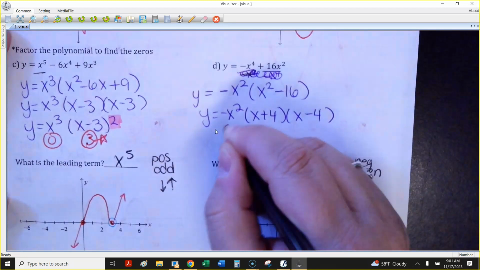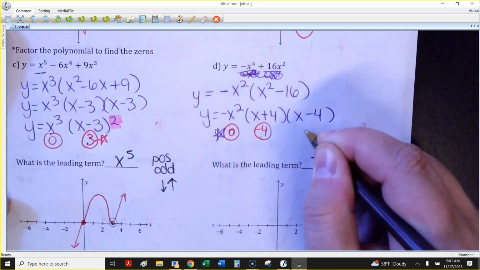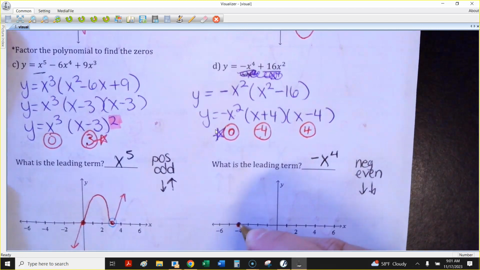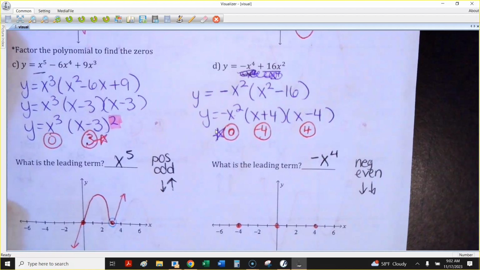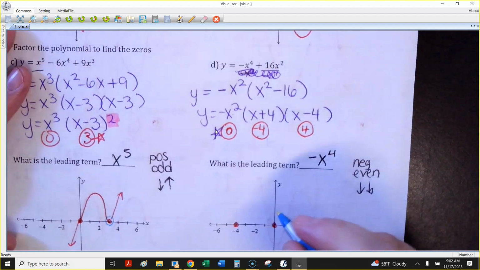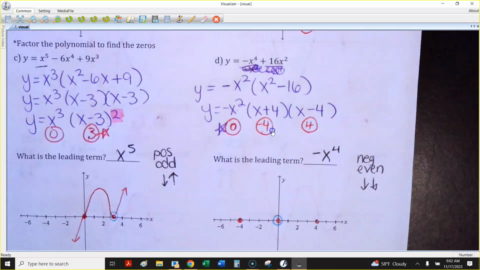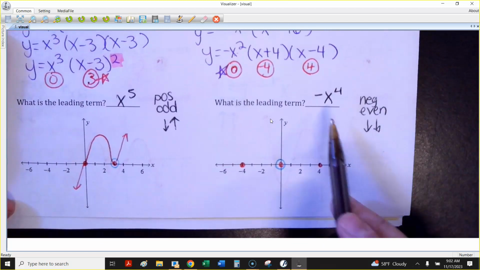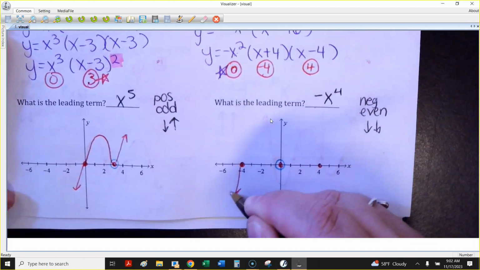Okay, so what are my zeros here? 0. Now, that has an exponent of 2, so we'll have a bounce on that one. And then I have negative 4, positive 4, no bounces on either one of those. So just plotting those 3 points, negative 4, 0, and 4. And I'm just going to put a little circle on mine to bounce at the 0 because that has an even multiplicity.